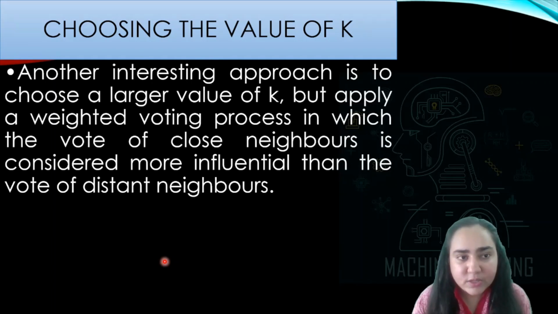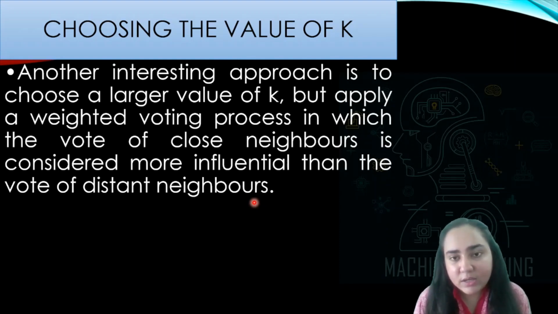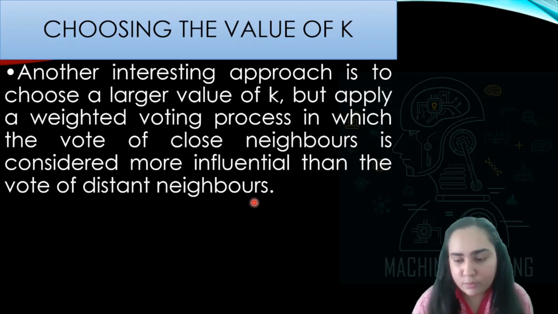And the last approach is to choose a larger value of k, but apply a weighted voting process in which the vote of close neighbors is considered more influential than the vote of distant neighbors. So you will choose a very large value of k compared to your data set, and then you will apply a weighted voting process. So instead of just picking the majority, you will pick the majority based on a weighted voting process. So data points that are closer to your test data will have a higher opinion, their opinion will be considered more important than data points that are farther away.